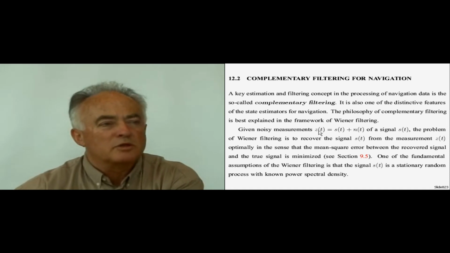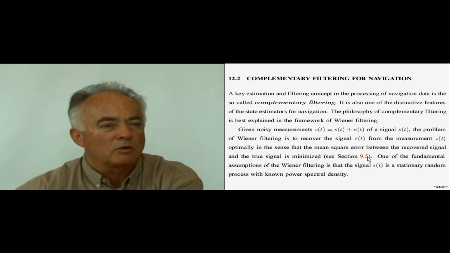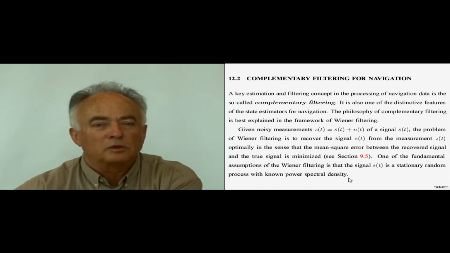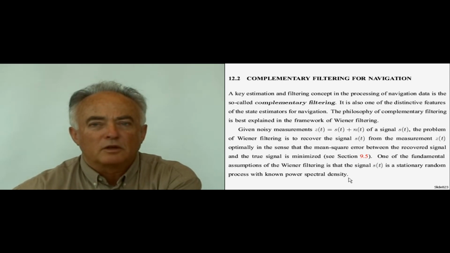If we are given noisy measurements, Z is a signal plus noise. The Wiener filtering problem is how to recover the signal S(t) from the noisy measurement Z(t) optimally, in the sense that the mean square error between the recovered signal and the true signal is minimized. This is discussed in the text in section 9.5, which we didn't have the time to cover in this online course. Now, one of the fundamental assumptions of Wiener filtering is that the signal S(t) is a stationary random process with known power spectral density. Using the power spectral density, which is defined only for a stationary random process of the signal and the noise, one can obtain the transfer function of an optimal filter that provides the minimum mean square error in extracting the signal from the noise.